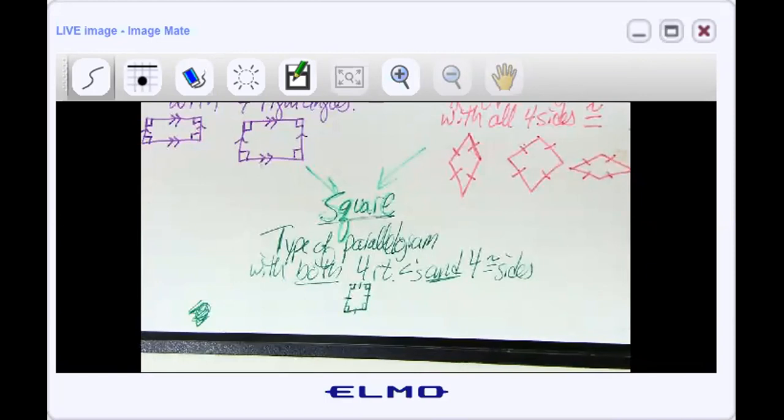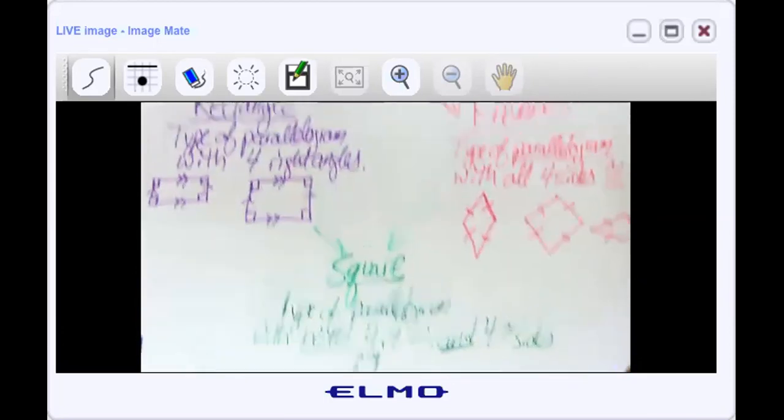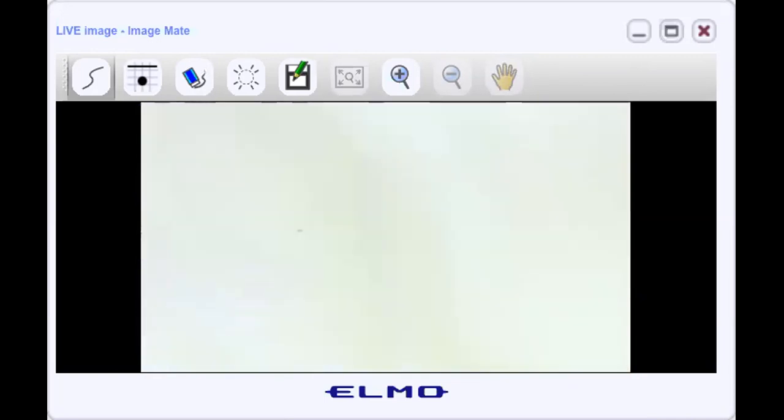What fun. All right, so now I'm going to turn the page and we're going to talk about quadrilaterals that are not parallelograms.